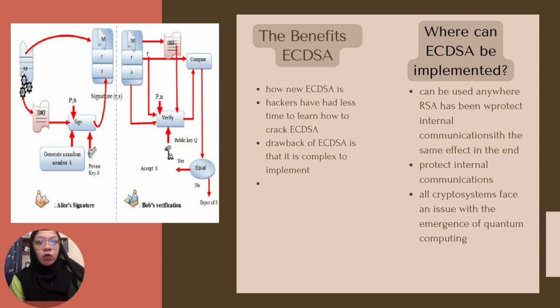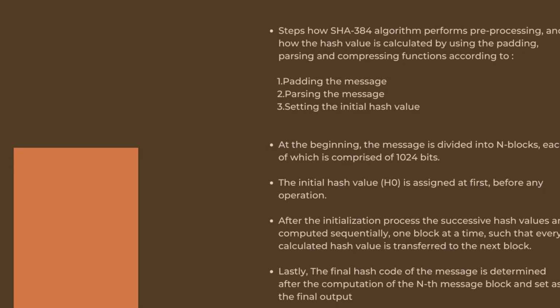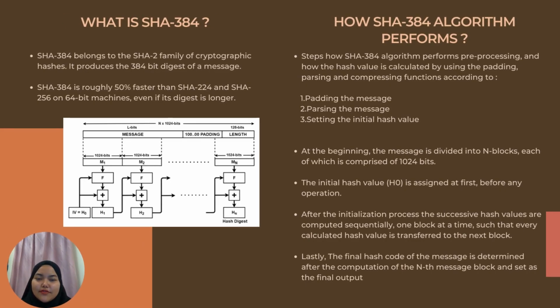These are just a few of the uses ECDSA can be used for, but all crypto systems face an issue with the emergence of quantum computing. Quantum computing threatens to make all classic crypto systems from AES to RSA to ECDSA obsolete. The method used in quantum computing means previously strong methods like ECDSA will need to update to use quantum cryptography or become obsolete.